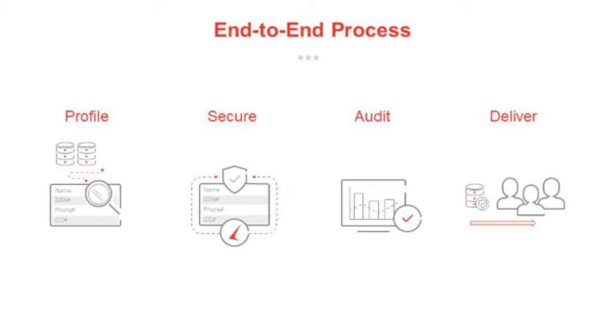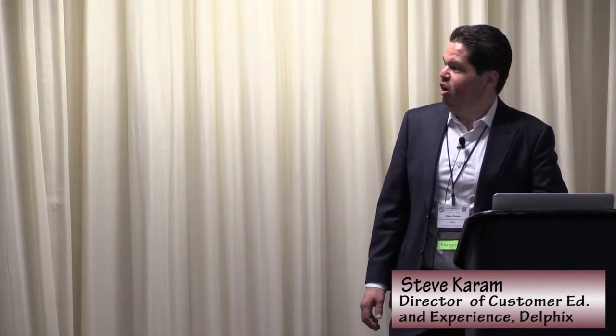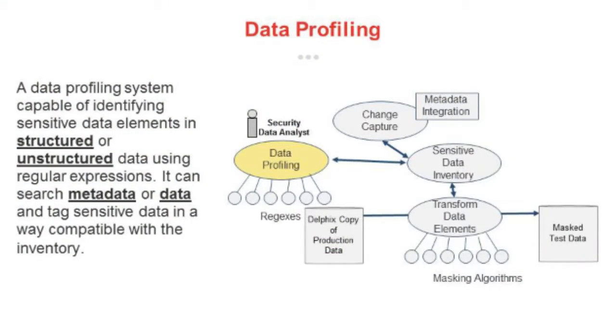So the end-to-end process that we go with is to profile your data to find where your sensitive data is. And this is something that if you've ever worked with any kind of data quality or data masking tool in the past, the profiling is one of the most difficult parts. What data do we even have that's sensitive based on what our organization does? Secure our data, audit, make sure that we are protected, and then finally deliver. So data profiling.